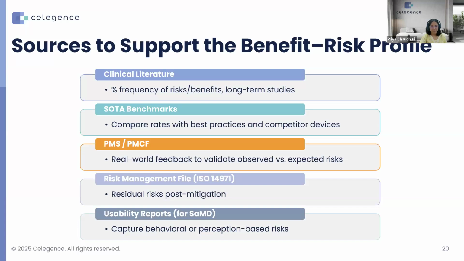Then there's the risk management file, the risk management system or protocol that every manufacturer follows based on ISO 14971. It should be reflected in the CER and weighed against the documented benefits. And finally, we have to align all of this with the best practices as per the state of the art that we have generated. In short, the CER should connect the real-world data to the real claims that we are making, using these sources to tell a complete, compliant benefit-risk story.